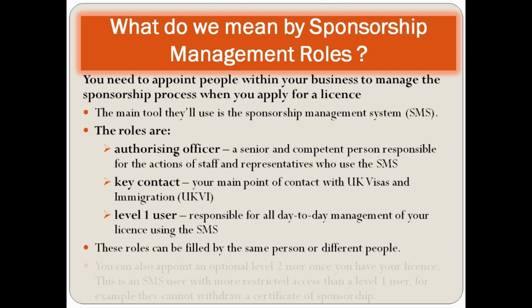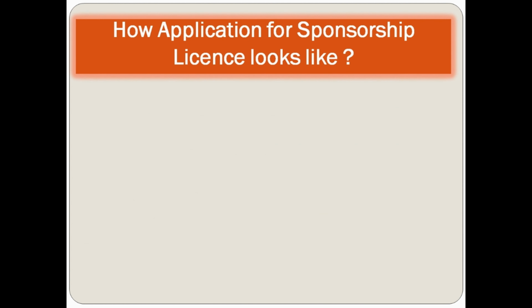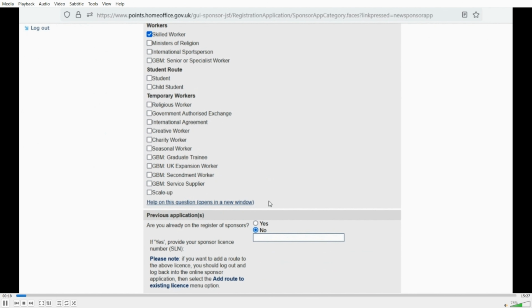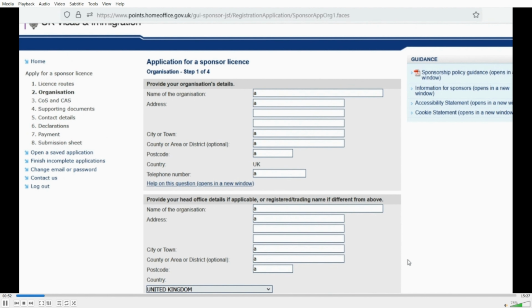When you fill up the application online, you will get the option to select the person who will manage the code. This is the website where you will go to submit or register yourself for the sponsorship license. This is the website where you will go and fill up the form. On this website, you can apply for sponsor application. I'll put in random details just to show you.